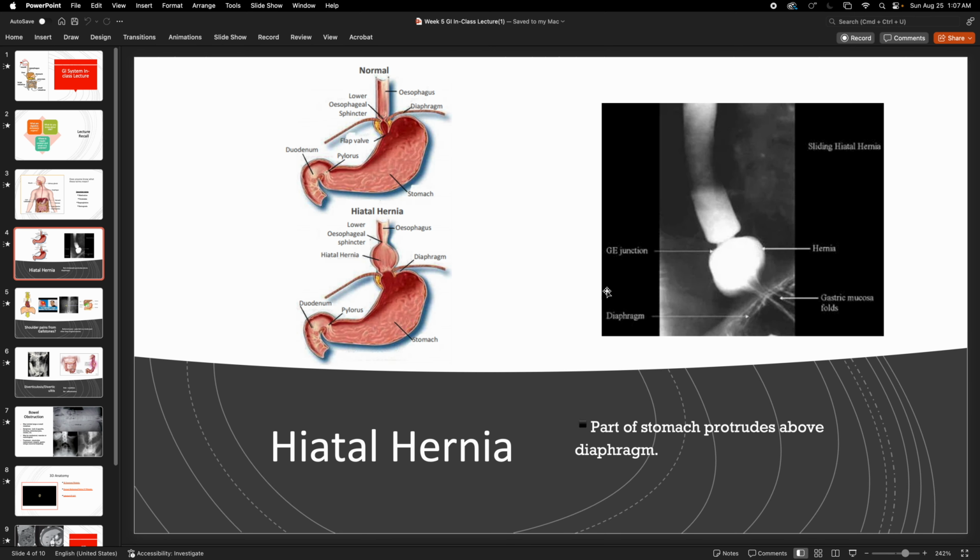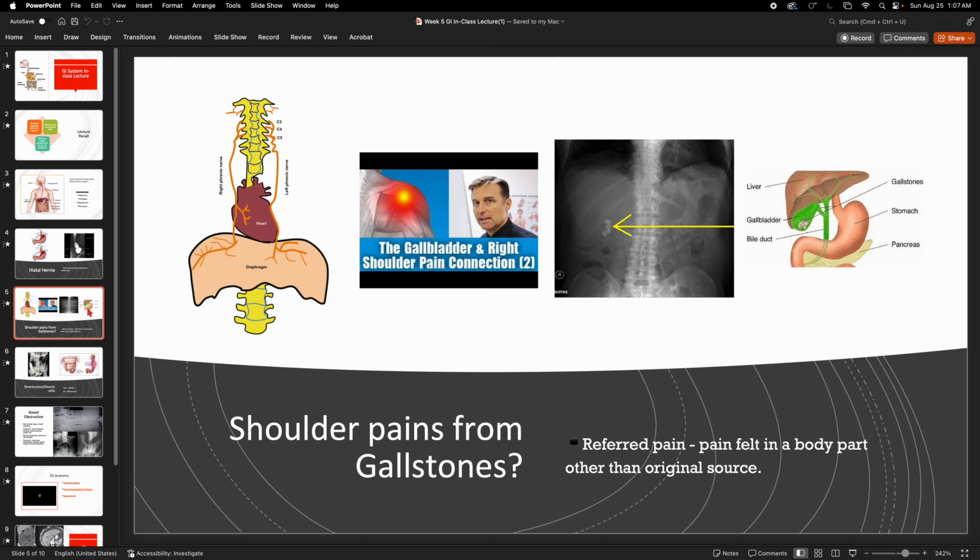And here's another example. We talk a little bit more about the hiatal hernia. Let's move on. I'm not gonna spend a lot of time on here. There's a video on here that's useful for you to watch. It's about deferred pain and how gallstones can sometimes cause pain elsewhere.